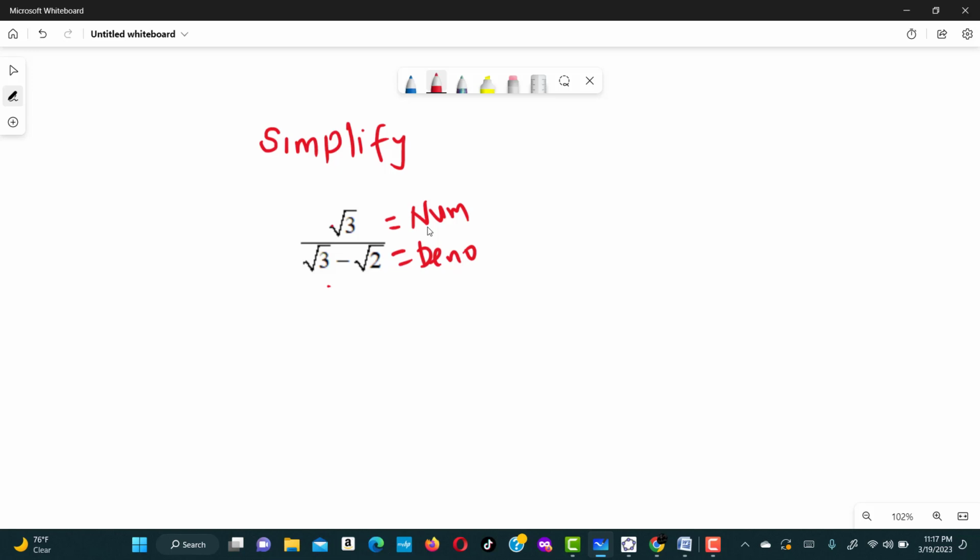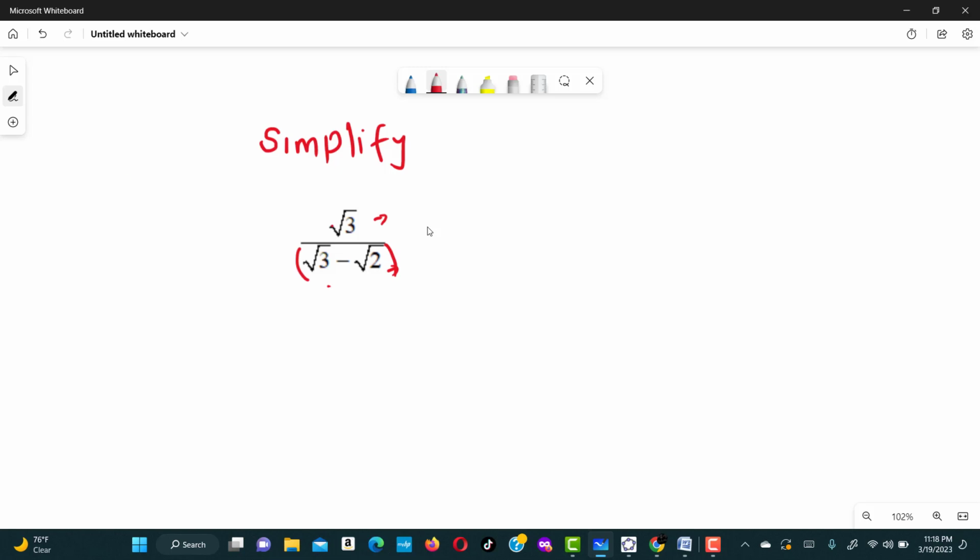So for us to simplify this fraction, we are going to change the denominator from a surd to a rational number or a whole number. So this is what you're going to do to eliminate the surd in the denominator by multiplying the conjugate of the denominator in both the numerator and the denominator.